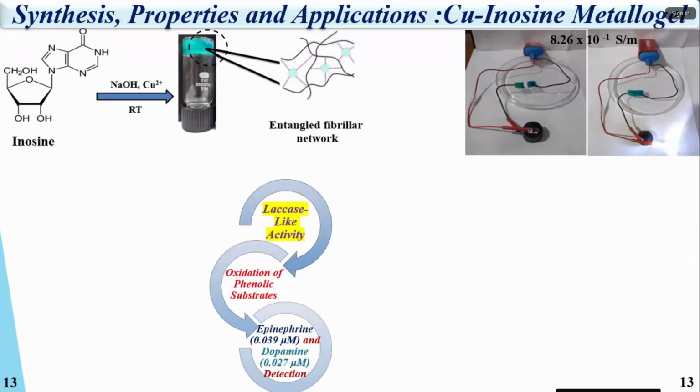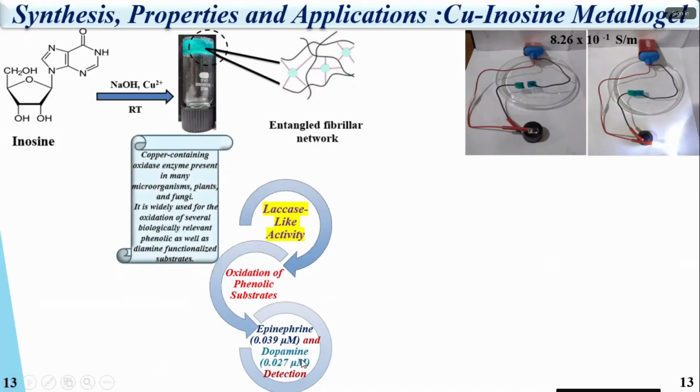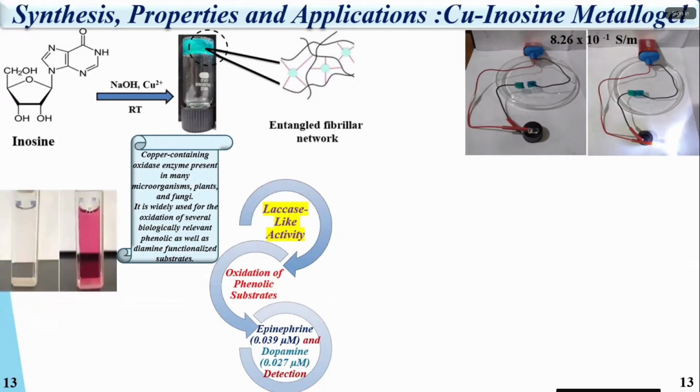So we calculated its conductivity. Further, it has been used for laccase-like activity and oxidation of some phenolic substrates, and it also sensed epinephrine and dopamine with limits of detection that are good and comparable with the literature. So, as I told you earlier, laccase is a copper-containing enzyme widely used for oxidation of several biologically relevant phenolic as well as diamine functionalized substrates.